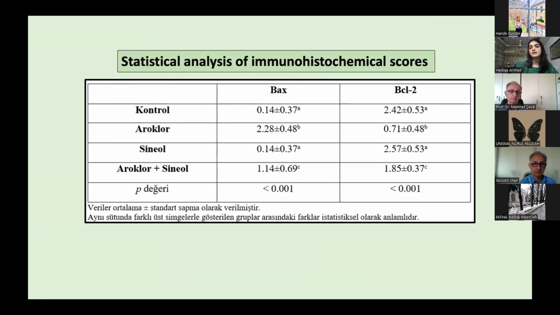This is the statistical analysis of the immunohistochemical scores. If we compare BAX with BCL2, in aeroclor, BAX was 2.28, which means that it was very much higher, but BCL2 was lower. If we compare the aeroclor with the aeroclor plus cineol, it means that the BAX level as compared to the aeroclor group was lowered, but in BCL2, cineol tried to increase the BCL2 level, which means that it was a positive effect for us.